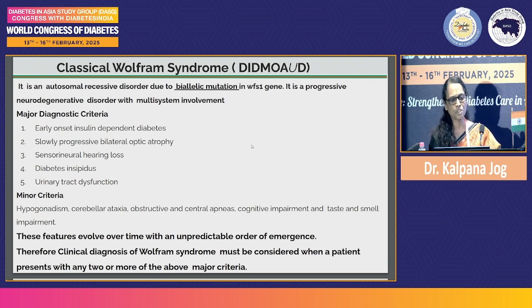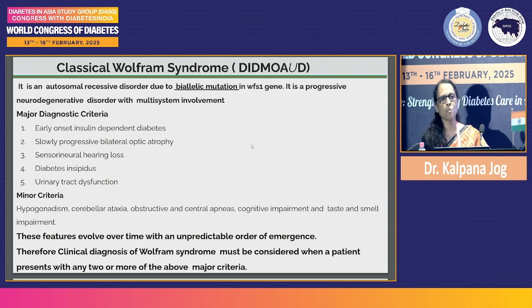I'm going to focus on classical Wolfram syndrome, which is also called DIDMOAD. Recently, a U has been added to that, indicating that urinary tract dysfunction can be a major criterion. As you all know, it is an autosomal recessive neurodegenerative disorder, progressive in nature, and it involves multiple systems. It's characterized by 5 major diagnostic criteria, and there are other additional neurological and endocrine criteria which are considered minor criteria. I'm not going to read this.